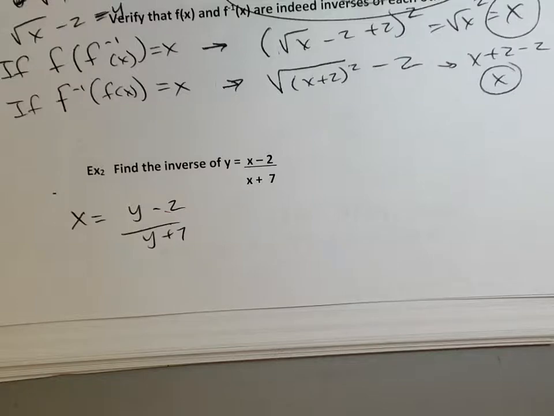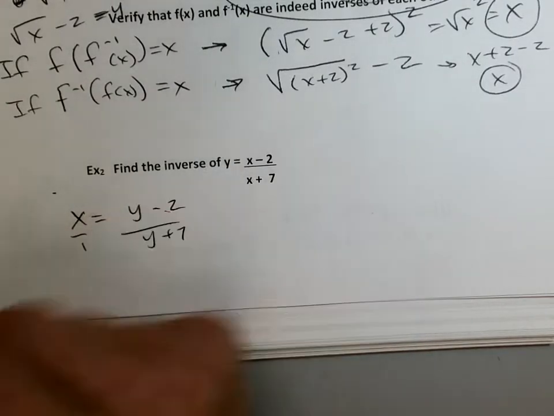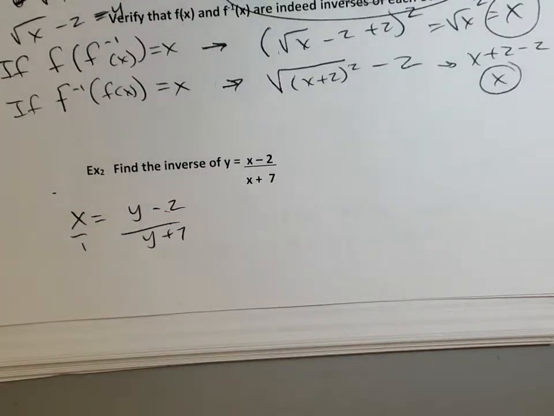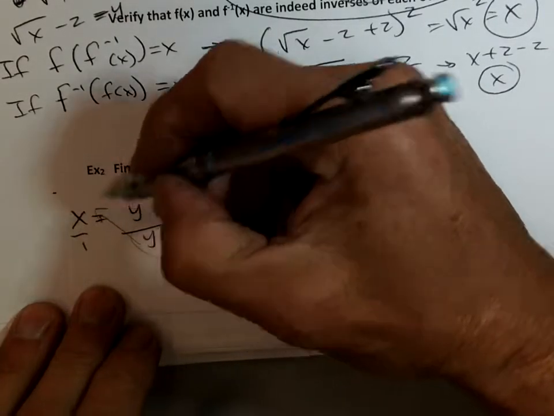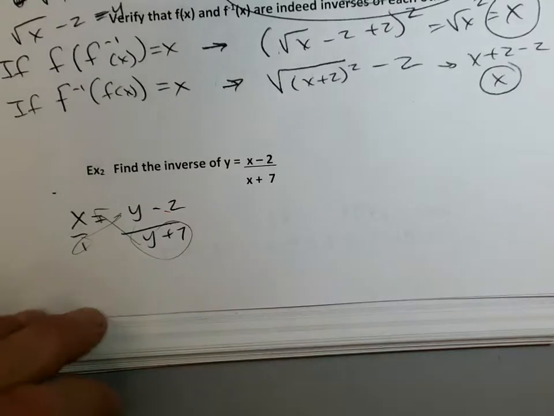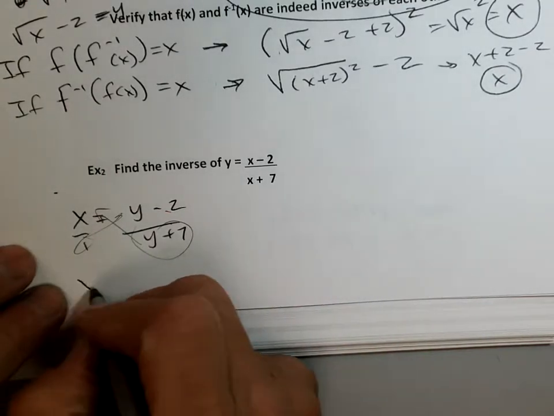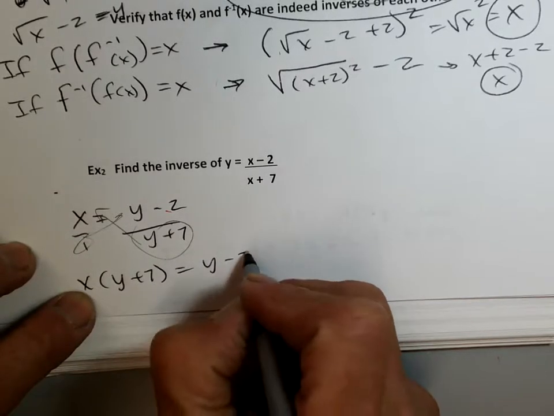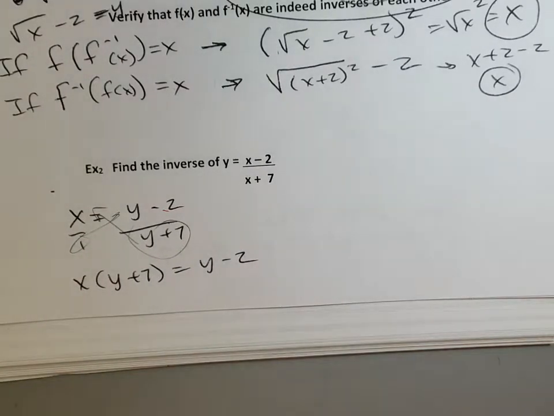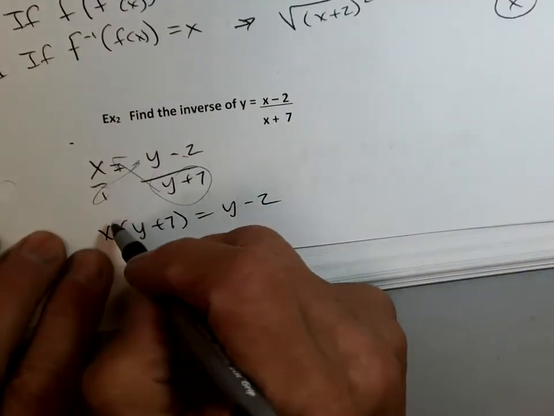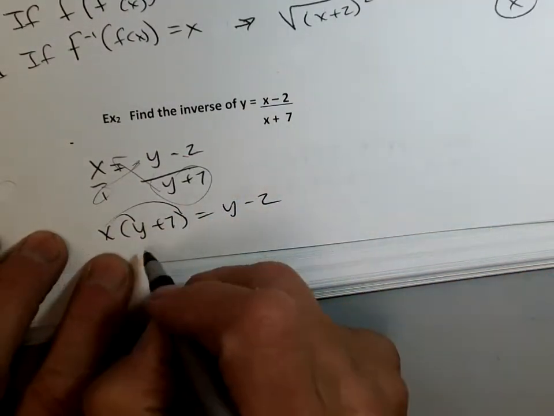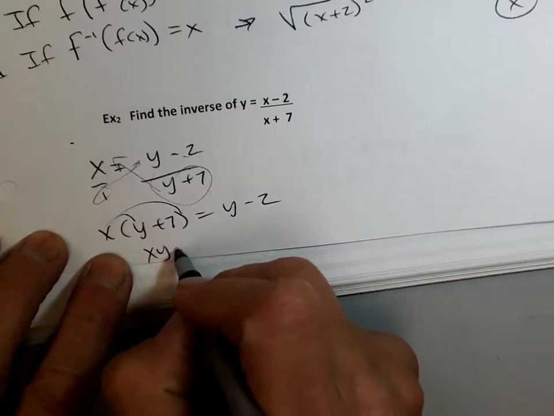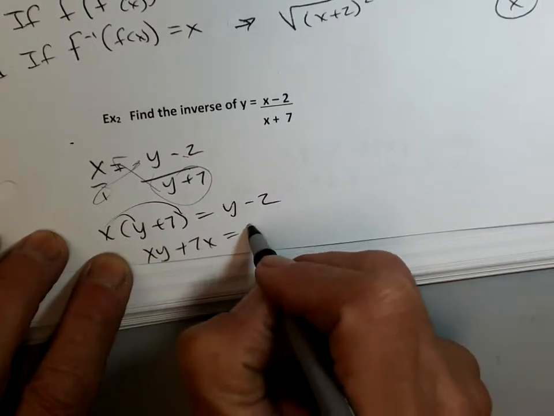So if I'm going to solve for y, I'm going to cross multiply. You guys okay with cross multiply? So if I cross multiply, I'm going to take y plus 7 up there and the 1 there. And I'll get x times (y plus 7) equals y minus 2. I just cross multiply. Now I got to solve for y, but I'm getting there. Okay? All right, that times that makes xy plus 7x equals y minus 2.